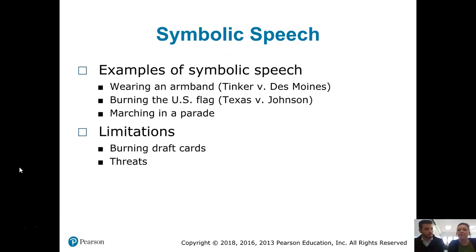And then we get to limitations. So burning a draft card. Let's go back a little bit. A draft card is something that, for example, during the Vietnam War, all young men that were entered into the selective service had to carry with them at all times as part of a government document that they had. They legally had to do that.